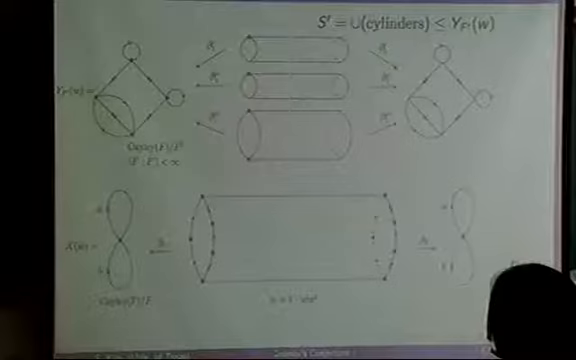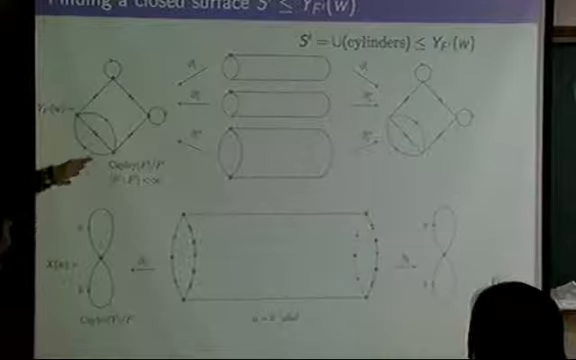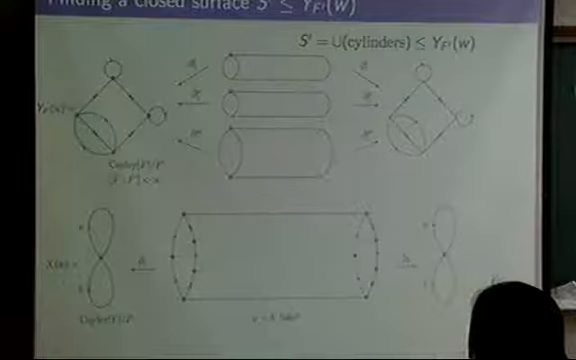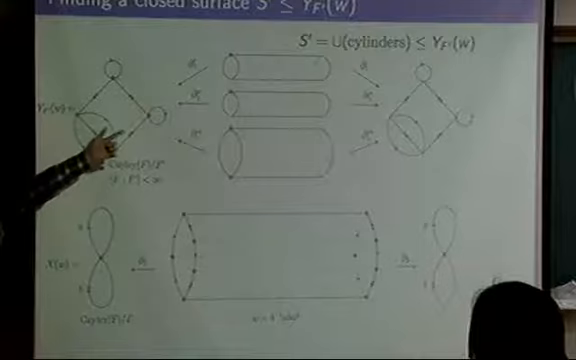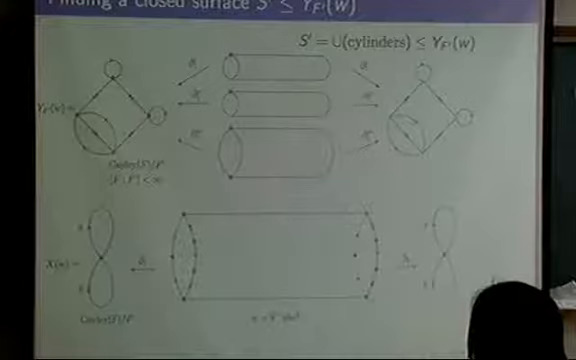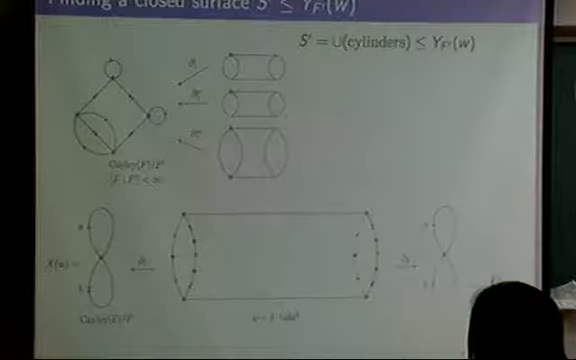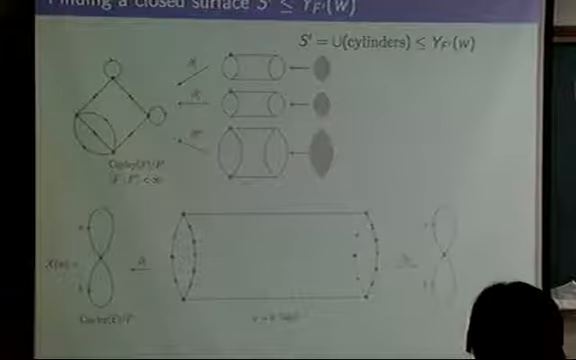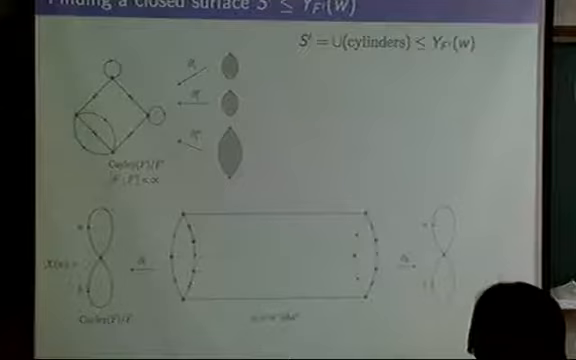So suppose we have found a closed surface here. In the previous slide, I stated that if some surface is there, it will be a union of some cylinders. Let us say S prime. Then we do this process: cut the cylinders into halves, cap them off, and reduce the height to zero. And call it Z.